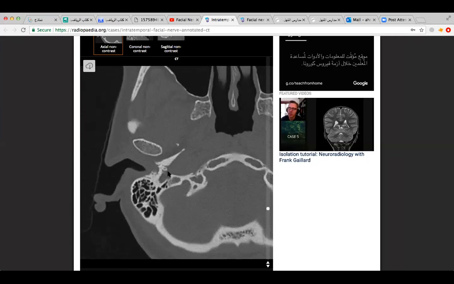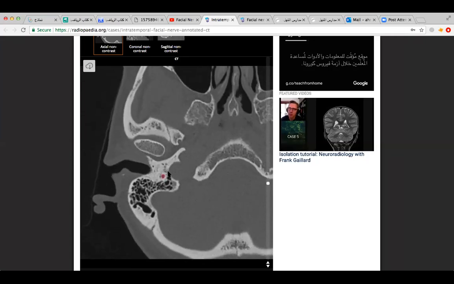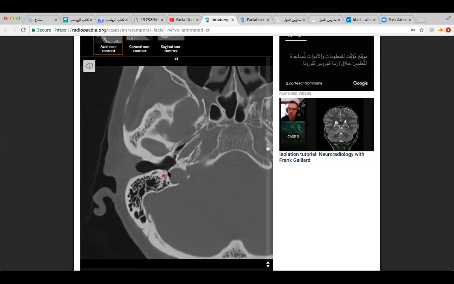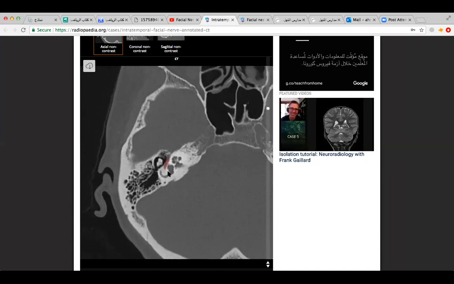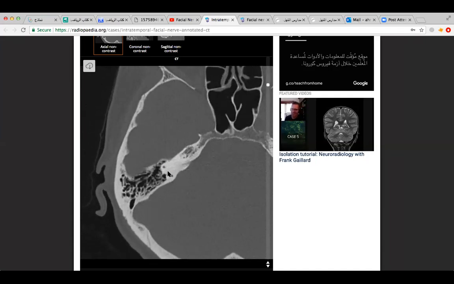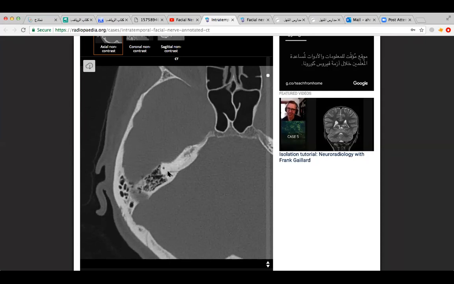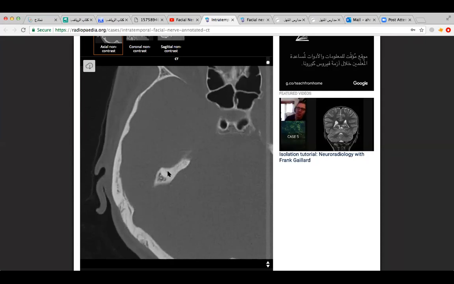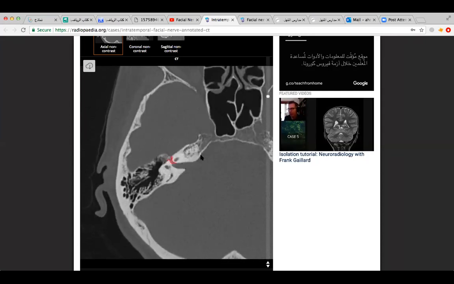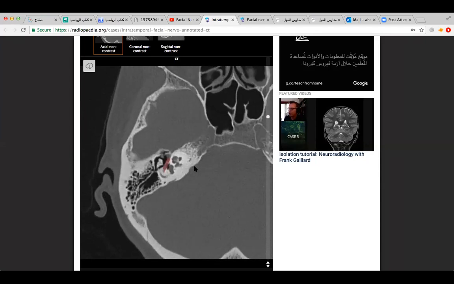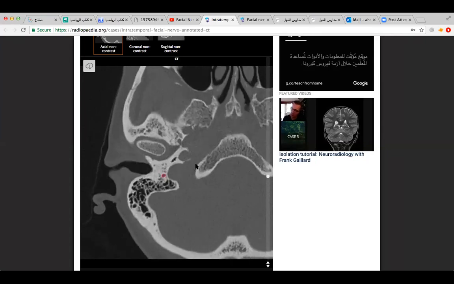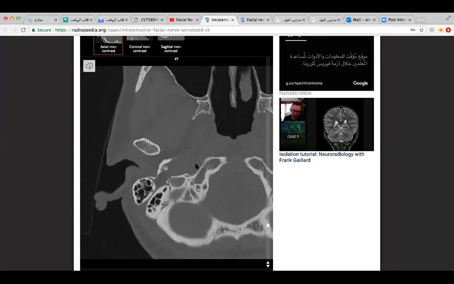So this is very helpful if you have an imaging without a report and you just want to take a general look at the facial nerve, there where you can find it. You can see the facial nerve going out easily, going back, and between the styloid and mastoid.